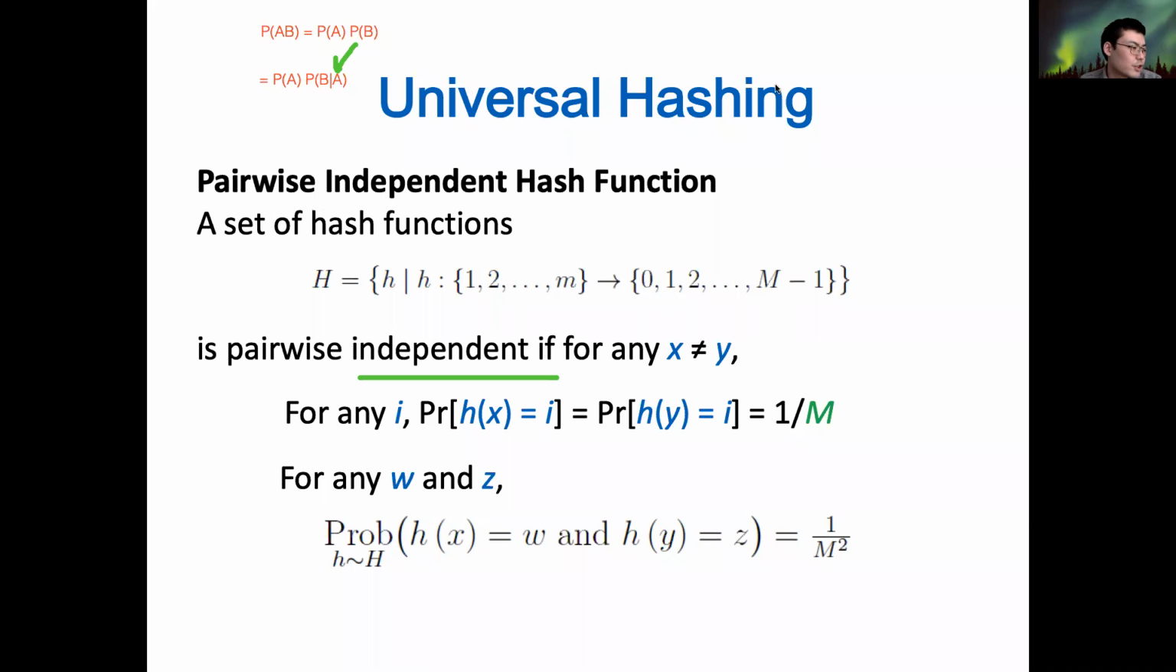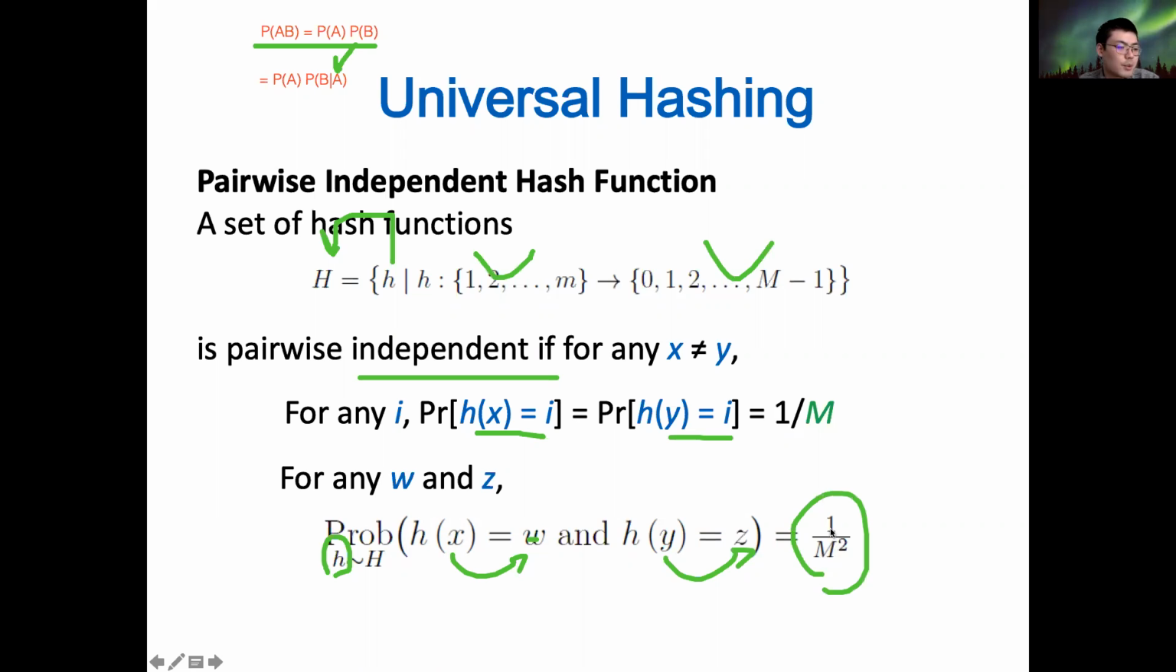So we want to show that 2 events are independent. Firstly, x is mapped to i. Second, y is mapped to j. So here is what we see. For a hash function from this hash family, what's the probability that it will map your x to w and the y to z? x, y are here, w, z are here. So we will show that the probability equals 1.